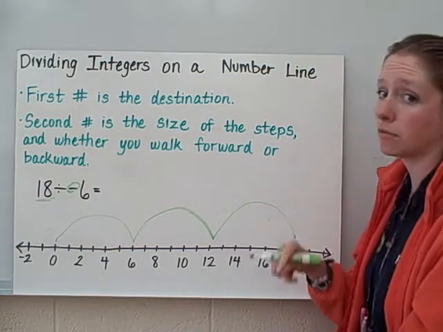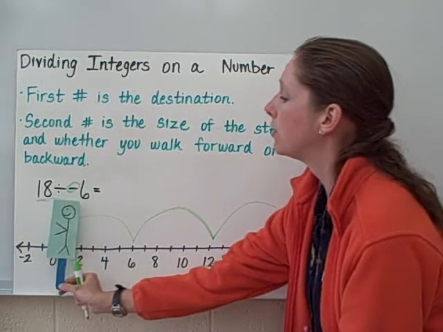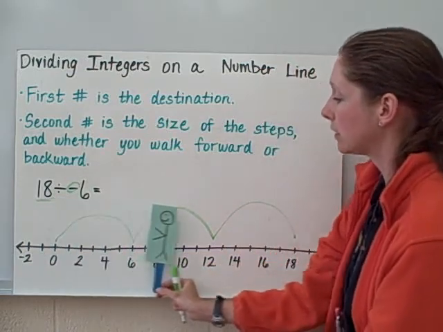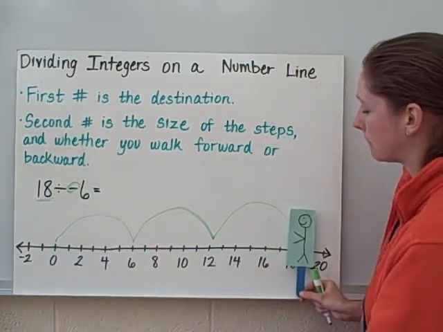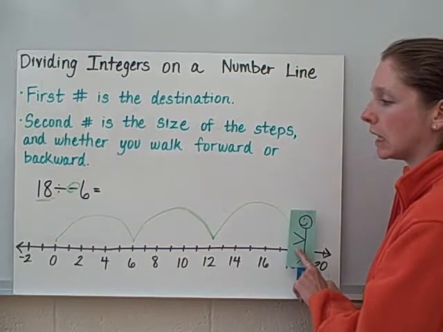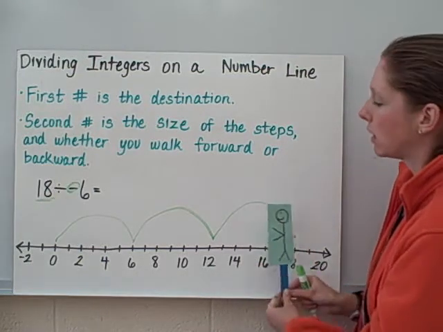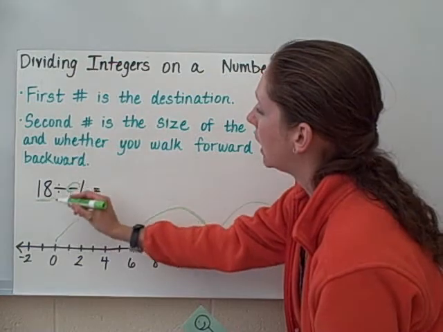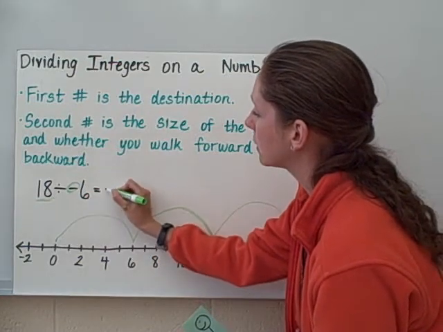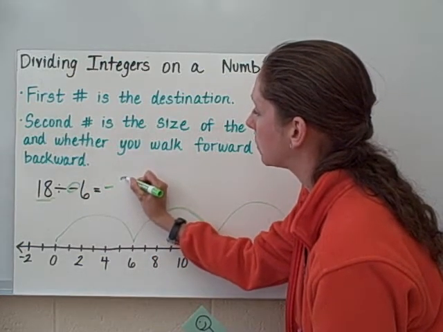Let's take a look at getting our final answer. Again, remember that I've got steps of 6, and I took 3 steps of 6. Look at my person. He's facing the negative direction. So my final answer for 18 divided by negative 6 is negative 3.